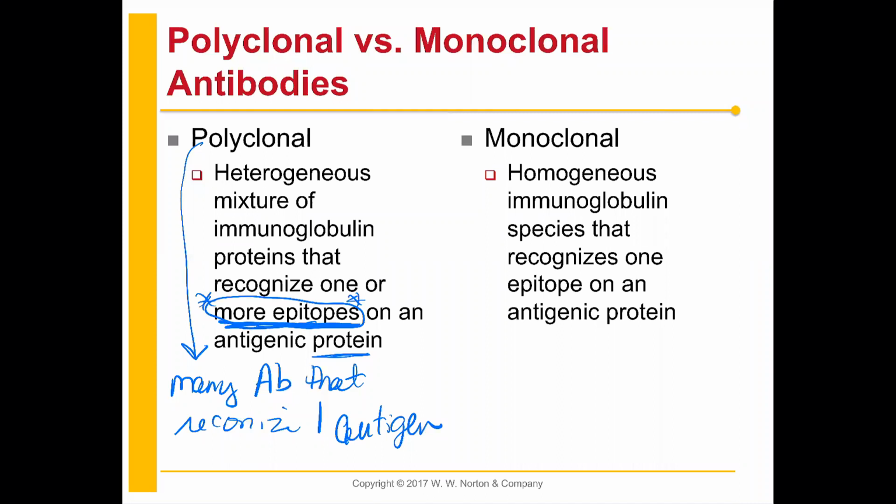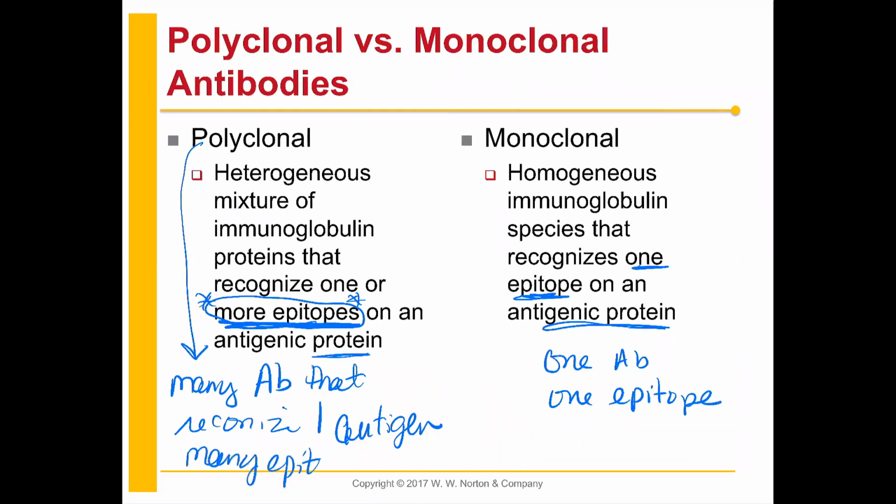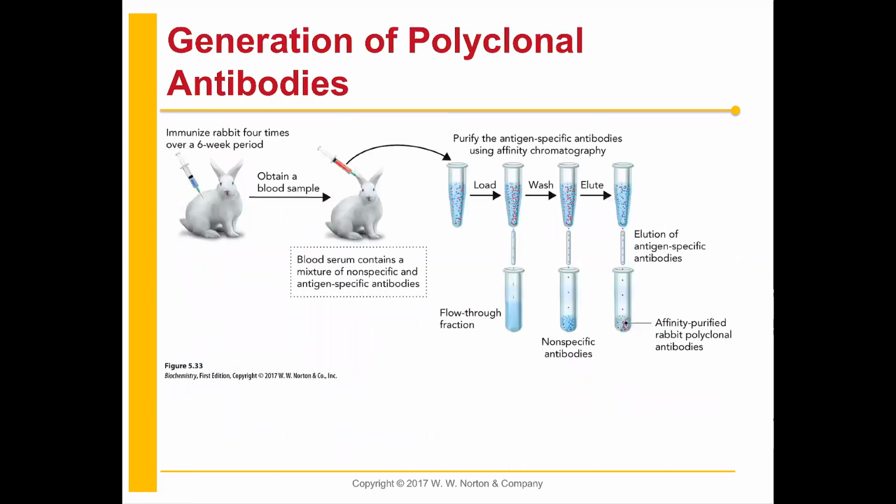In comparison, when we look at monoclonal antibodies, right, these are only going to recognize one epitope. So this is one epitope on one protein. So this is one antibody, one epitope, right? This one is many epitopes. Okay, so that's where the poly and the mono come from. Poly meaning we're going to recognize many epitopes, mono meaning we're only going to recognize one. But the procedure to generate these two is different. And so we're going to talk about generation of polyclonal first, and then we'll talk about how monoclonal is different.